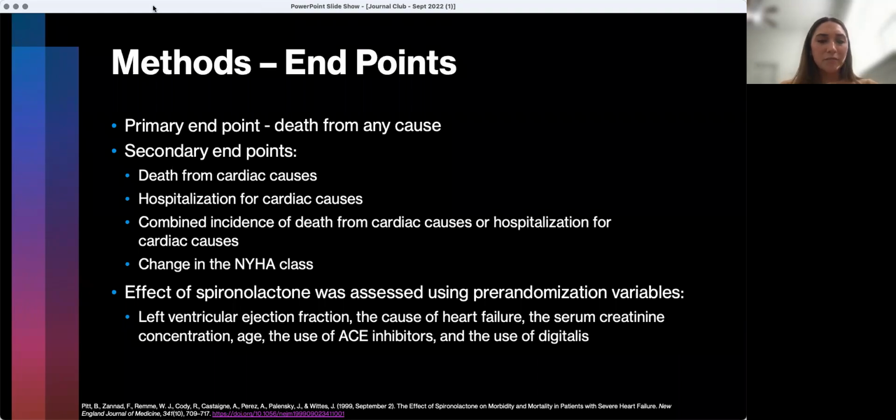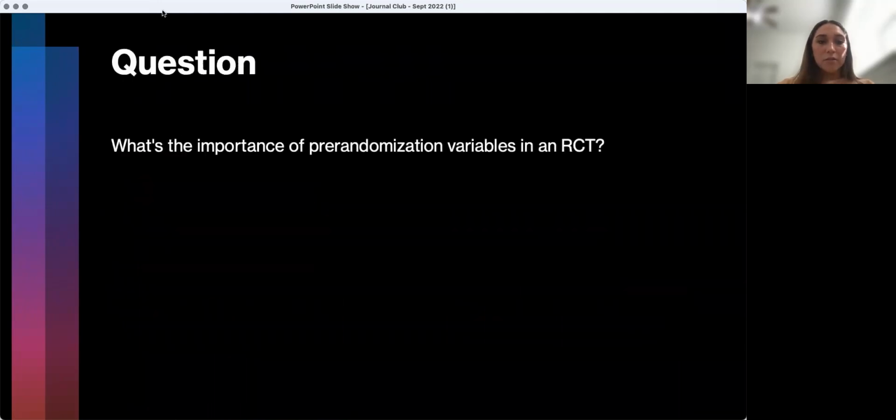And then the effect of spironolactone was assessed using pre-randomization variables, and there were 6 here. So they included the left ventricular ejection fraction, the cause of heart failure, serum creatinine concentration, age, the use of ACE inhibitors, and the use of digitalis. So could you go to the next slide? So this question here, what's the importance of pre-randomization variables? Or in other words, why would you want to specify your variables for your analysis phase?